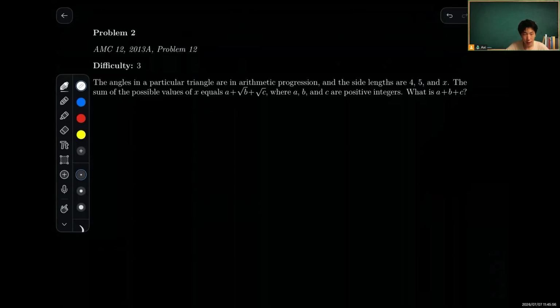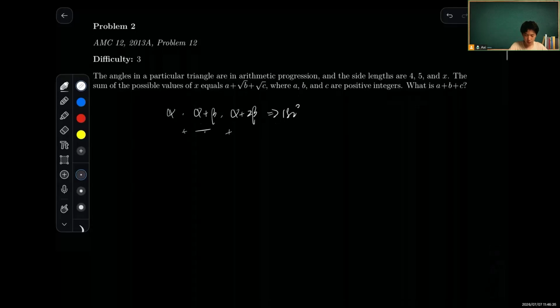Next, a problem related to arithmetic progression. The angles are an arithmetic progression. What can you think of here? We also know the side lengths are 4, 5, and x. So we're to find the possible values for x. Well, first of all, we can write the initial angle as alpha and the common difference as beta. So we have this. But notice, when we add all of these up, it is equal to 180 degrees. So alpha plus beta must be 60 degrees. That is useful information. That means the middle angle is 60 degrees.